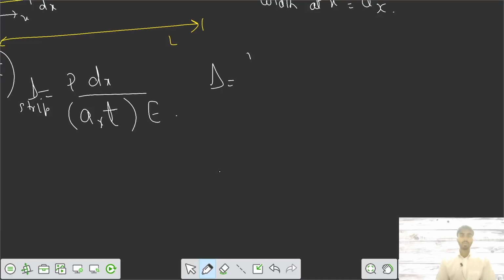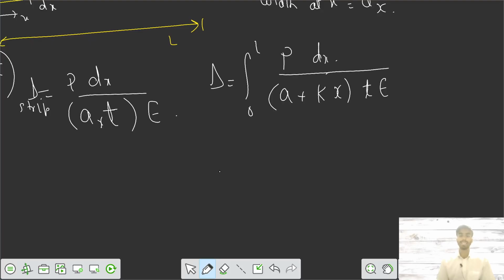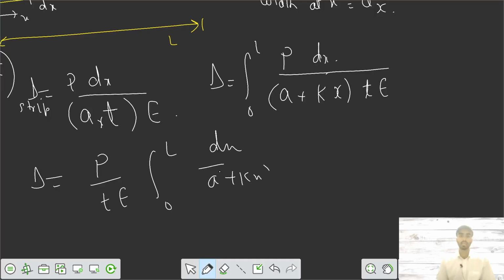Where delta becomes integral from 0 to L of P dx over, your A was A plus kx, into thickness into modulus of elasticity. So you're solving this equation. We have an integral. I will write it as P by tE integral 0 to L dx by A plus kx.